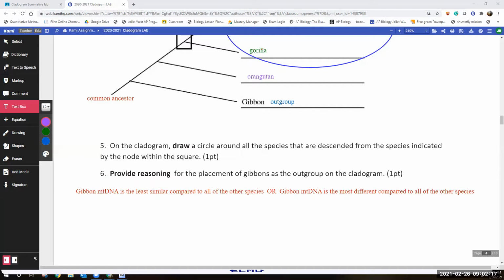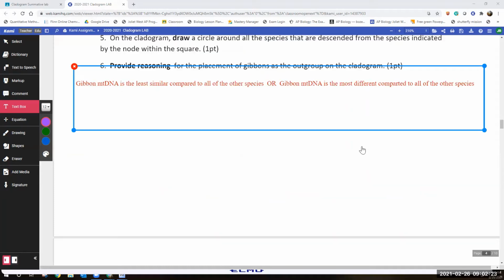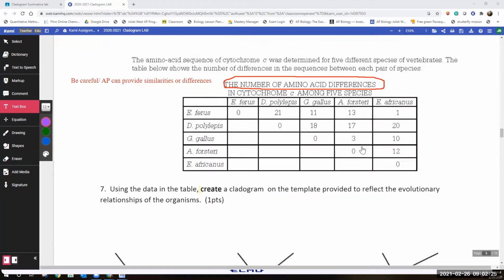Okay, so we're going to let you guys do the next one on your own. The next one's looking at numerical data again. Be careful because this is looking at amino acid differences. So the numbers are looking for differences, not similarities.